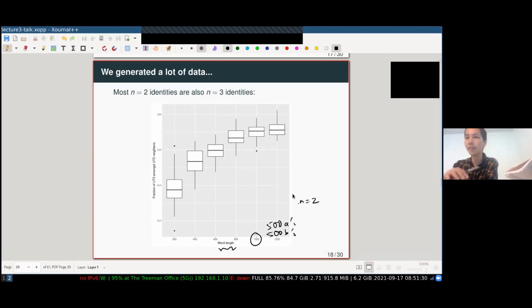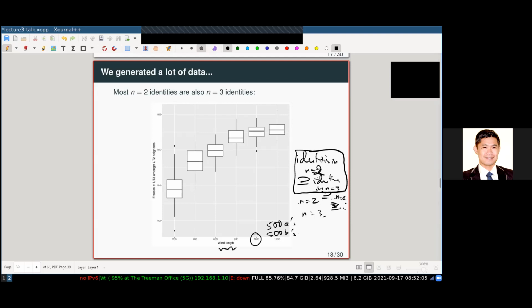Then I numerically verify what fraction of these identities also form identities for n equals 3. Generally, identities for n equals 2 form a superset of identities for n equals 3, and this structure holds for n equals 4 and so on, so we get a sequence of nested sets of identities. But here I could just check, if I take random identities, what fraction of them are also n equals 3 identities.